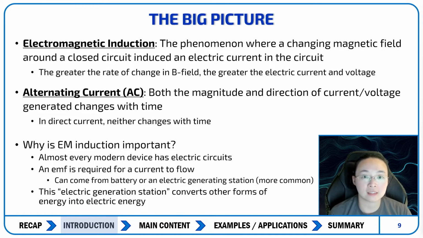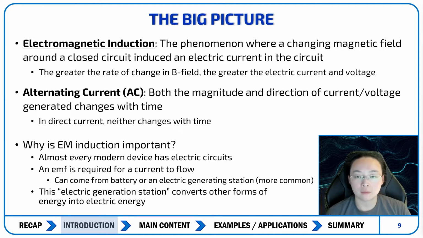Alternating current, AC, is something we'll now bring into the picture. Basically, when both the magnitude and the direction of the current and voltage changes with time, then you have an alternating current. In a direct current, neither changes with time and they're always constant.